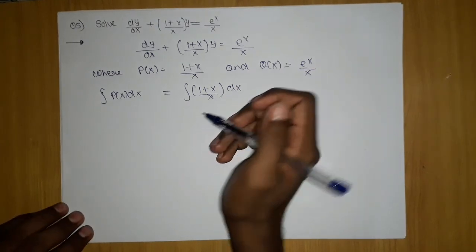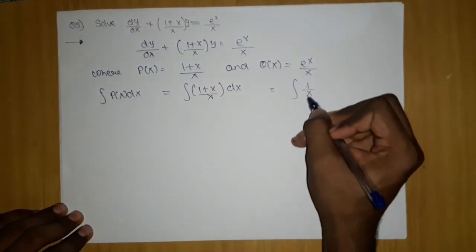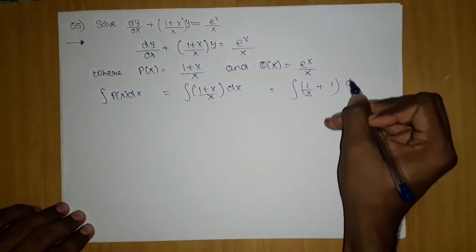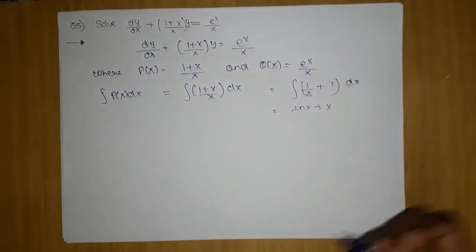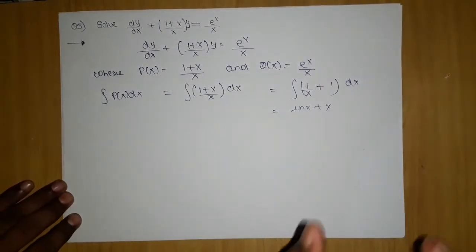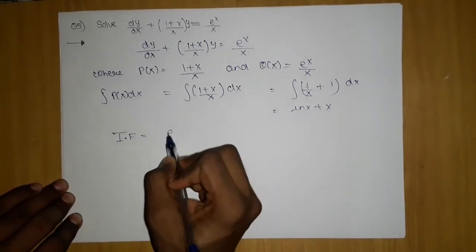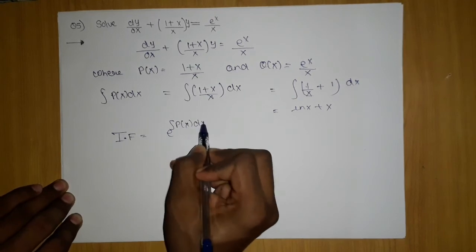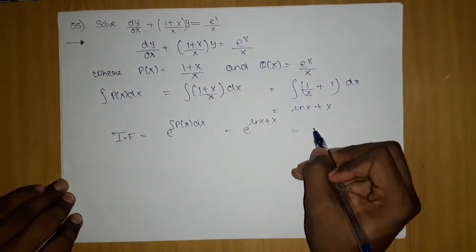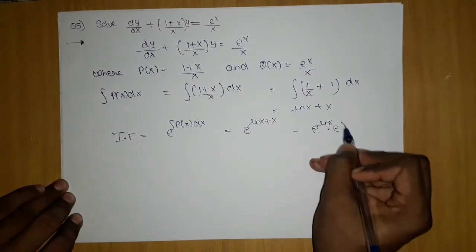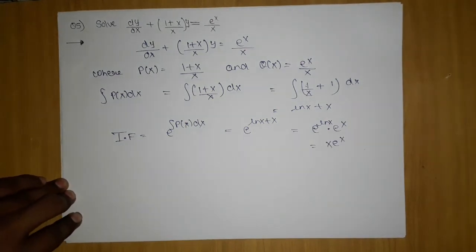Now how will you get the integral of this thing? Don't be afraid, just split out the x. So it will be 1 by x plus 1 into dx. Now do integration: ln x plus x. This is the top part of our integrating factor. So integrating factor is nothing but e to the power integral p of x dx, which is e to the power ln x plus x. So we can write it as e to the power ln x into e to the power x. This will become x, so x e to the power x. So this is our integrating factor.